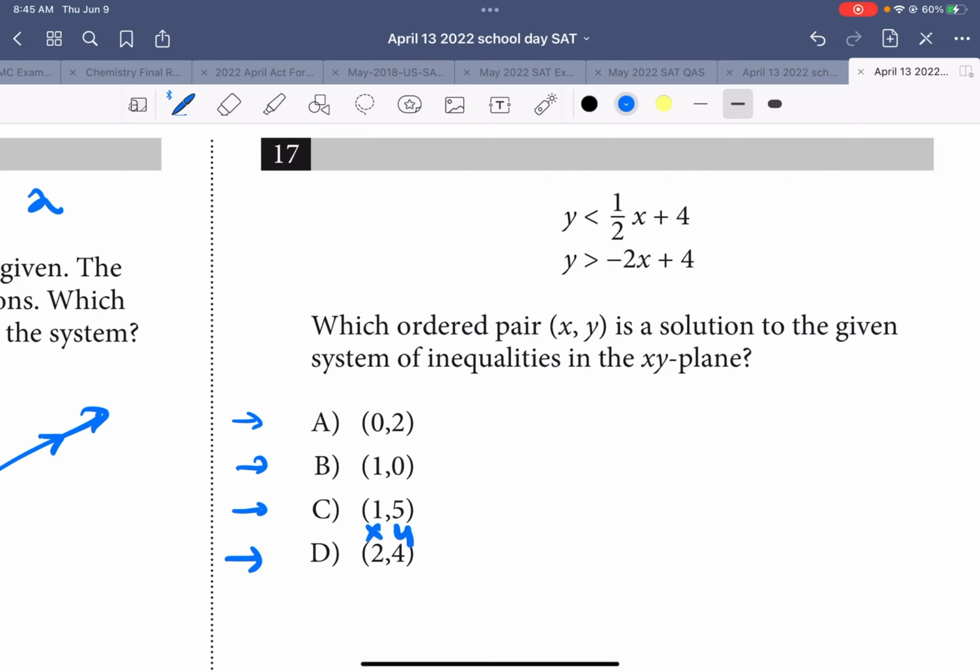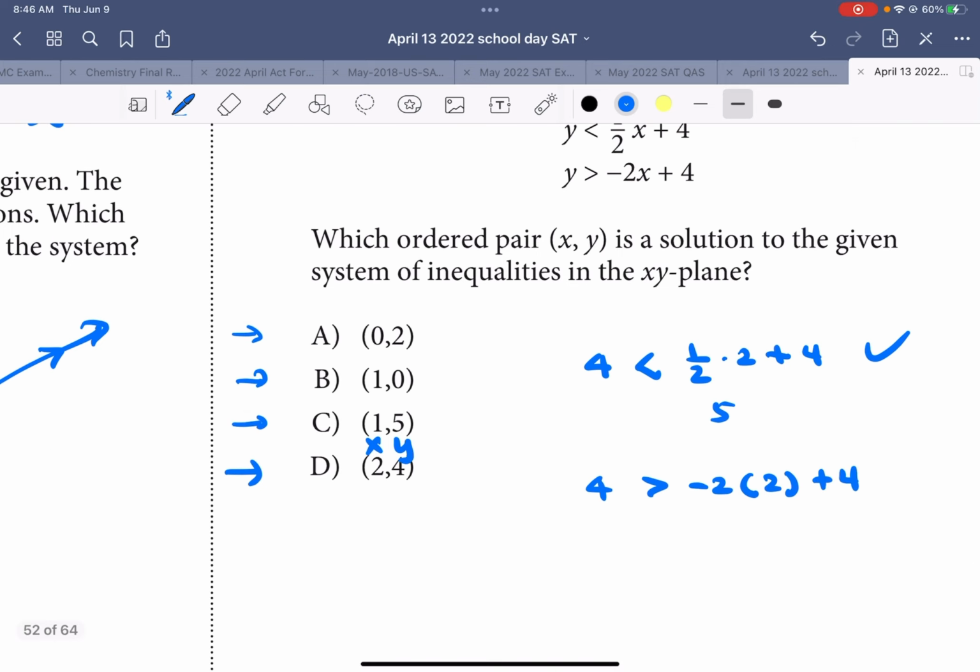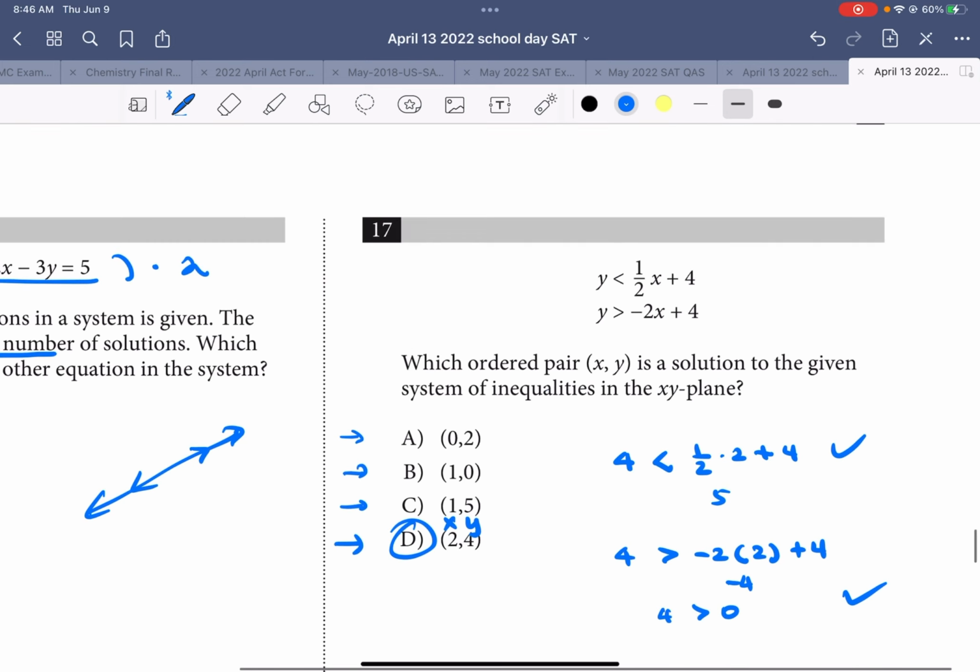So this is the xy value. When you plug it in, 4 is less than 1/2 times 2 plus 4. 1/2 times 2 is 1, and 1 plus 4 is 5. So that works. Now, what about the second inequality? 4 is greater than negative 2 times 2 plus 4. Negative 2 times 2 is negative 4, and negative 4 plus 4 is 0. So 4 is greater than 0. That works too. Then the answer should be D. Then you can move on. Okay? Just simply plug it in.